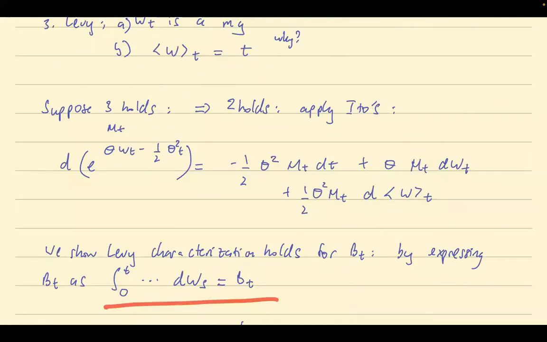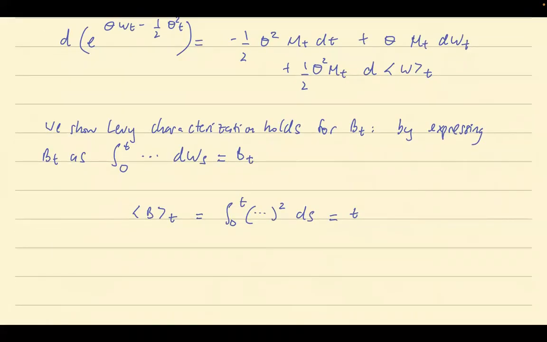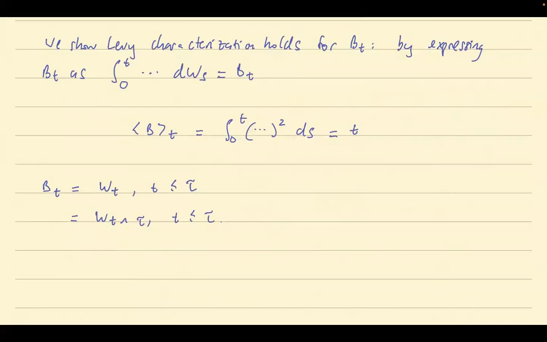Let me give you a clue. If you have not worked in this business, maybe it's hard for you to see. First of all, I'll rewrite BT. BT is WT if T is less than tau. But let me also rewrite it like this, WT minimum tau. There's no harm here, because if T is less than tau, it's exactly WT.